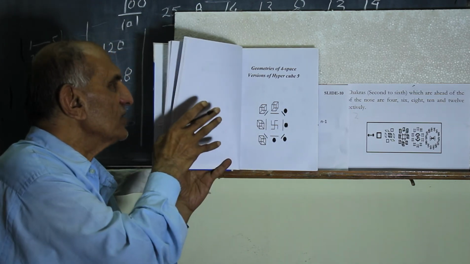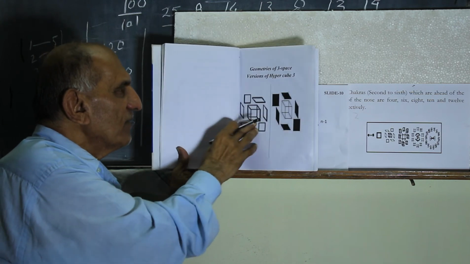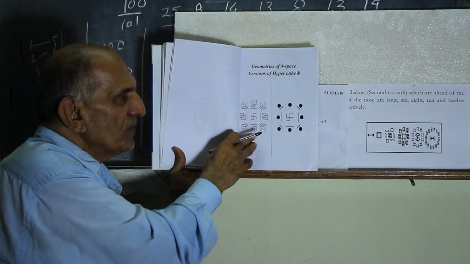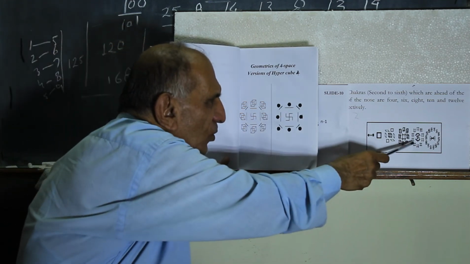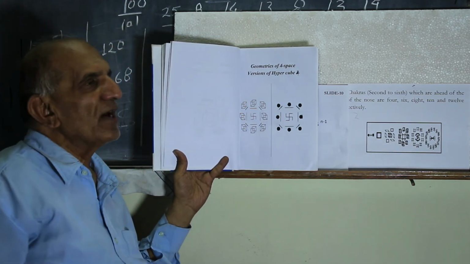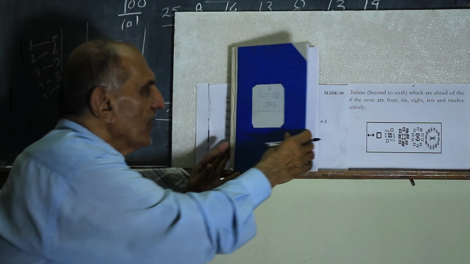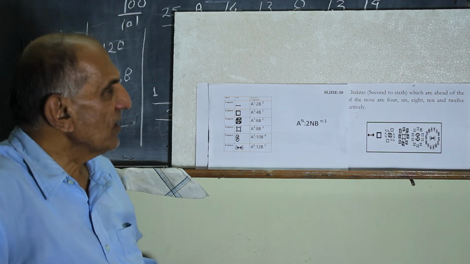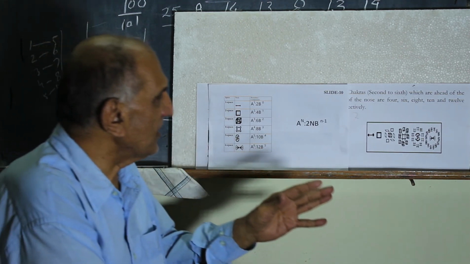Let us recapitulate. Cube is of 7 versions. Hypercube 4 is of 9 versions. A step ahead, hypercube 5 is going to be of 11 versions. And hypercube 6 is going to be of 13 versions. Let us have a pause here.